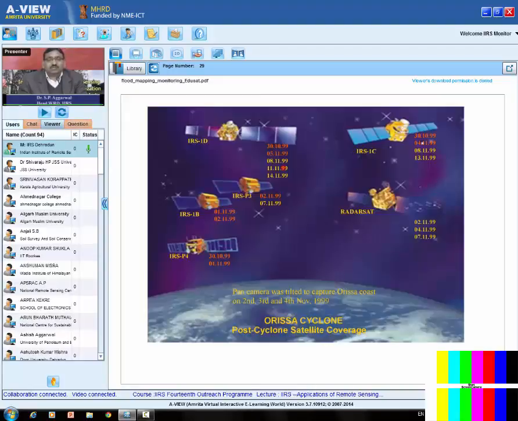Let me go further. Whenever there is an event, as I told you, it is not only one satellite, it is not only one sensor. We have many satellites, many sensors. It is up to us which satellite is available. This is a classical example in the Odisha cyclone, and nowadays also we follow the same practice. You can see here, someday IRS 1D was available, someday IRS 1C, these are the dates, RADARSAT, IRS P3, IRS 1B. Even during Hudhud and Phailin, some satellites were available, some not. So whatever is available, we have to acquire the data and immediately prepare the information.